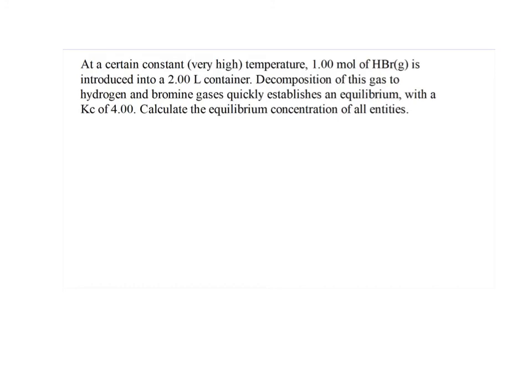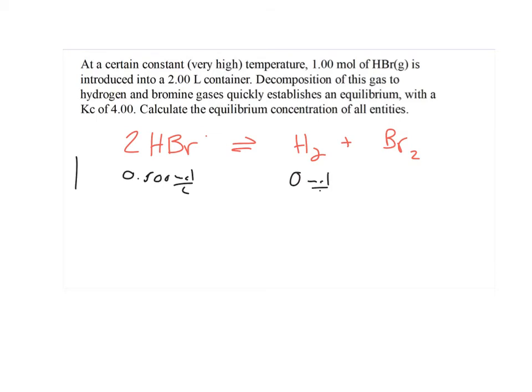Now this last one is going even a little bit further. So here I have my HBr. And I know this system's at equilibrium. It breaks down into H2 and Br2. Now here I know I have 1 mole, so I have my initial concentration of HBr. I have 1 mole in a 2 liter container, so 1 divided by 2 is 0.5 moles per liter. I don't have any of my products. 0.0 moles per liter. And I have nothing else.